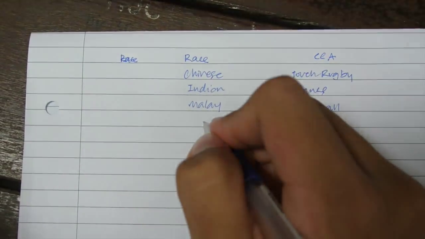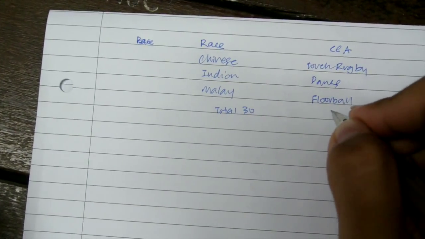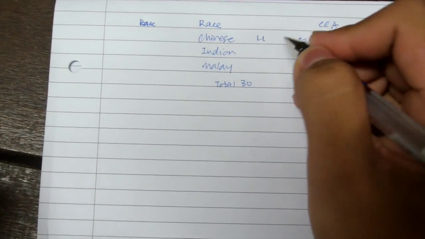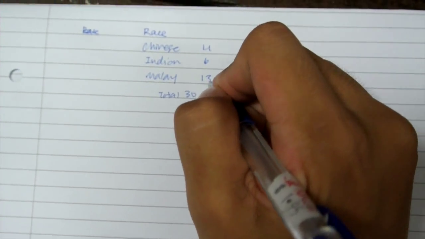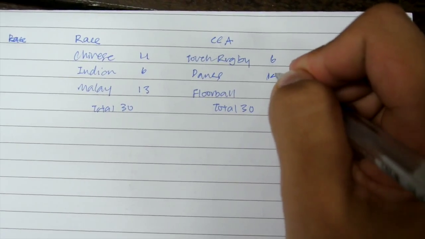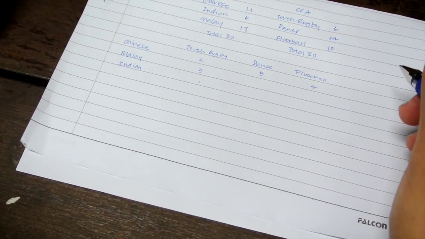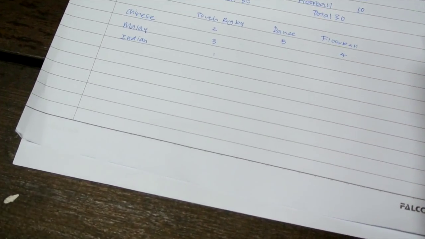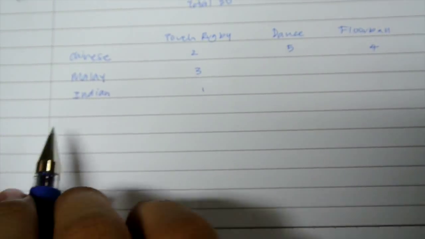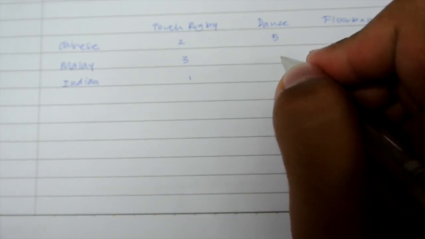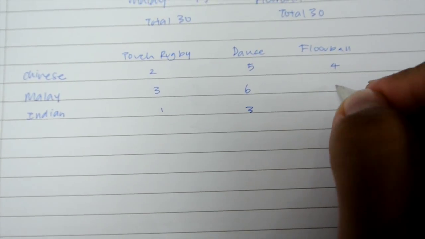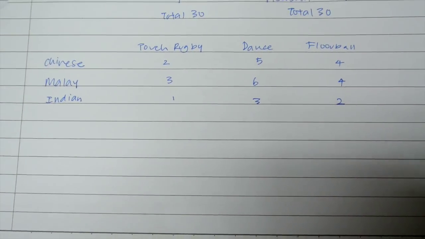So to get a total of 30 girls from each subgroup, I must split them up. So let's say 11 Chinese, 6 Indian, 13 Malay girls. And maybe for CCAs we have 6 touch rugby girls, 14 dance, and 10 floorballers. So now I shall better organize the girls by both their race and their CCA. So from here we have 2 Chinese girls from touch rugby, 3 Malay girls from touch rugby, and maybe let's fill up the rest of the table. So we have 6 Malay girls from dance, so on and so forth. So now we have a completed table.